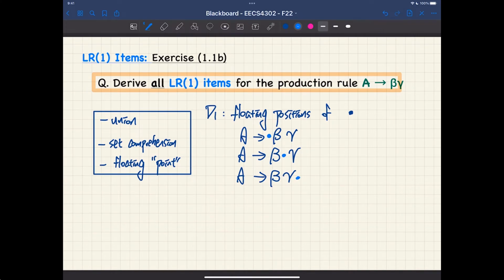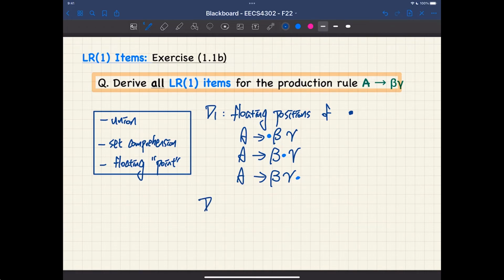Of course, think about in general. If I know the length of the components, how many possible floating positions do I have? Right? Think about it. Okay? That's dimension number 1. What about dimension number 2?